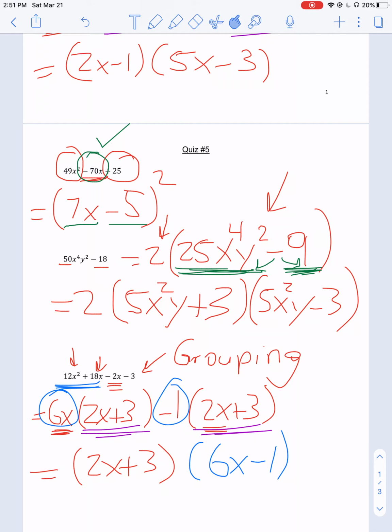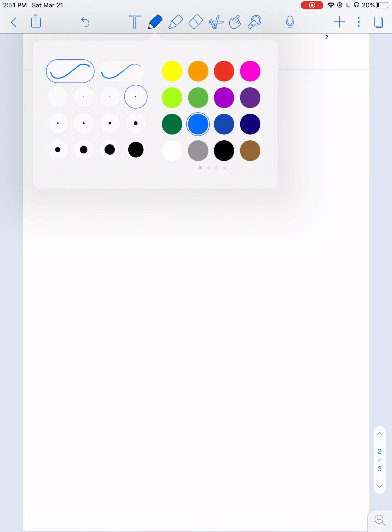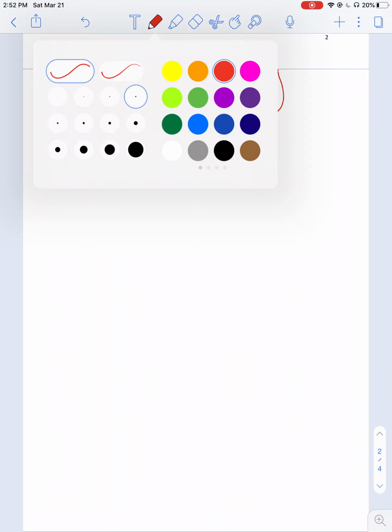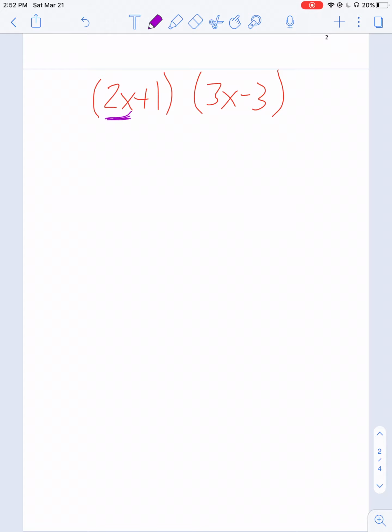Now, for those of you who would like to practice a little bit more, what you could do in the meantime is just come up with your own questions. Come up with two random binomials, let's say 2x plus 1 and 3x minus 3. Okay, so these are my two binomials. Then multiply the binomials together. You take the first term on the left binomial and multiply that by the whole thing on the right. So 2x multiplied by 3x minus 3.